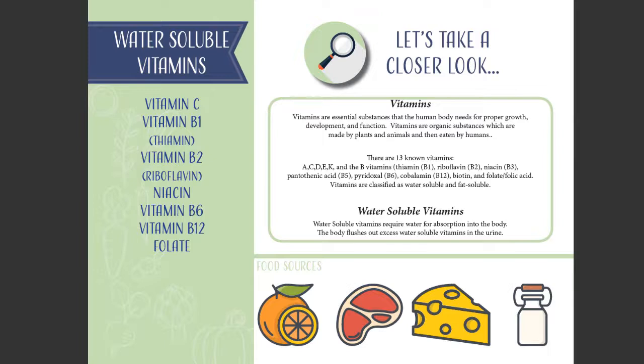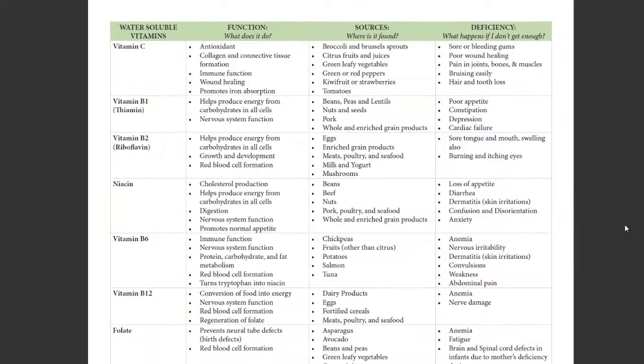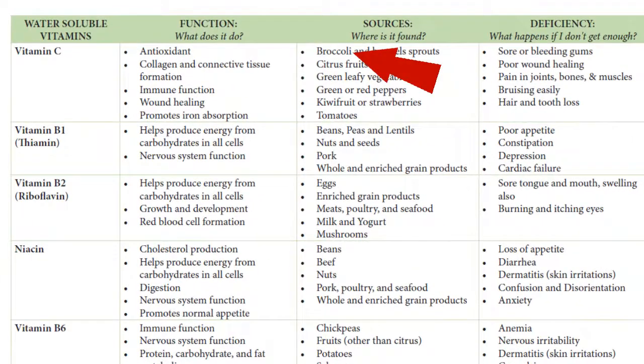Let's take water-soluble vitamins as an example. They include all of the vitamins listed here. And so here's an example of water-soluble nutrients. Let's take, for example, broccoli. Broccoli is a source of vitamin C. What function it has is it's an antioxidant. It helps with immune function, wound healing.